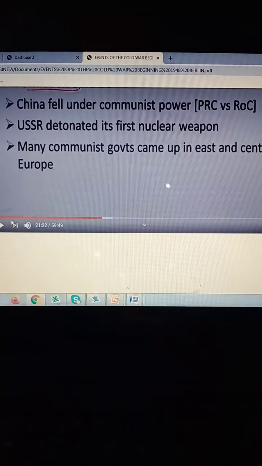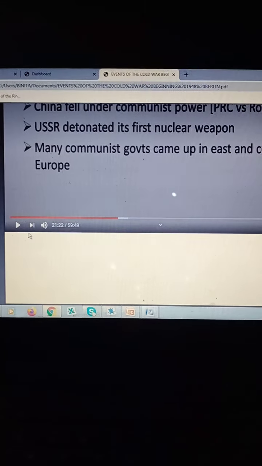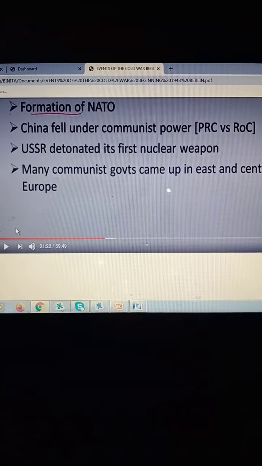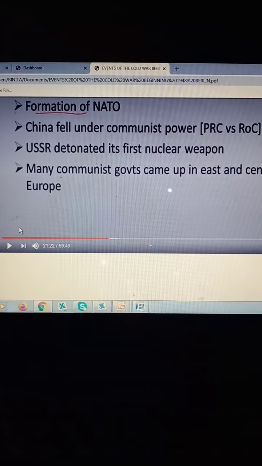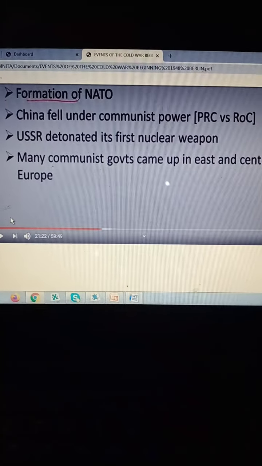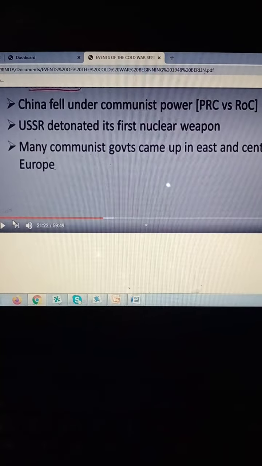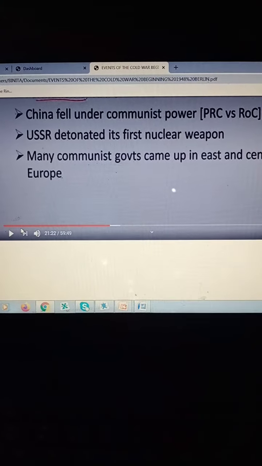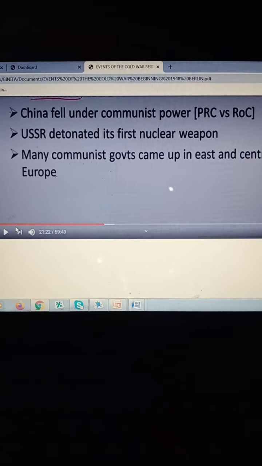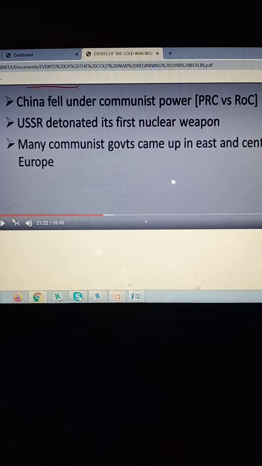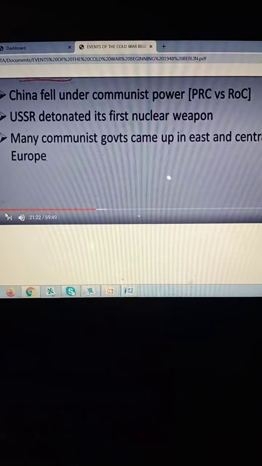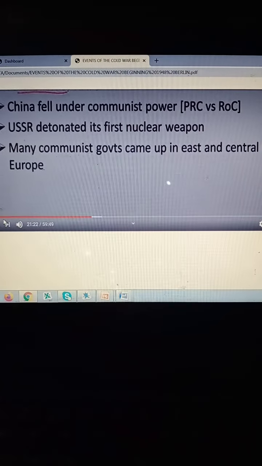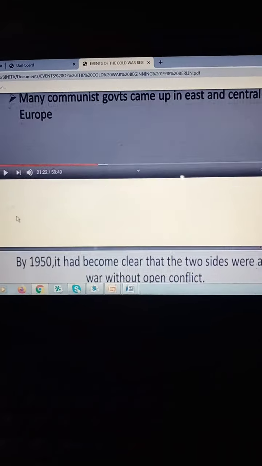Now, USSR detonated its first nuclear weapon. Now, what does it mean here? USSR until then, because it was 1945, the first time that a nuclear weapon was used was only by USA, and that too in Hiroshima and Nagasaki. But now USSR also had become equally competent as USA, and now owned the nuclear weapon. So both sides now had nuclear weapons, and USSR had already established its satellite states. The major foreign policy also now started controlling over the Eastern European countries, because they also owned nuclear weapons. So many communist governments now came up in East and Central Europe under USSR.